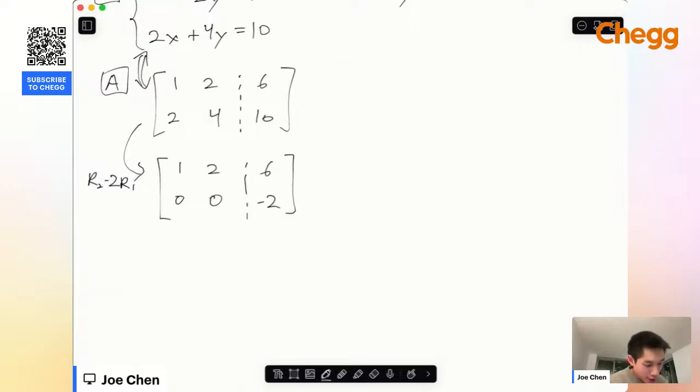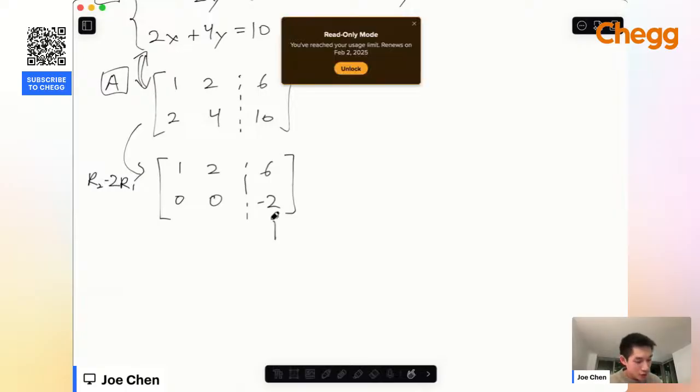Okay, I suppose what I could also do here is divide this last row by minus 2 to make it a 1. But let me stop here and say that, okay, technically, there's two ways to think of this. One is that this last column has become a pivot column.